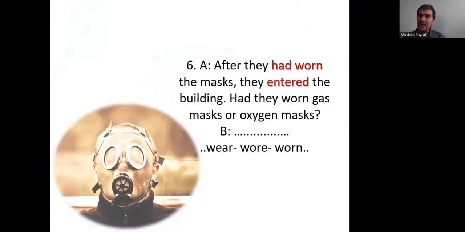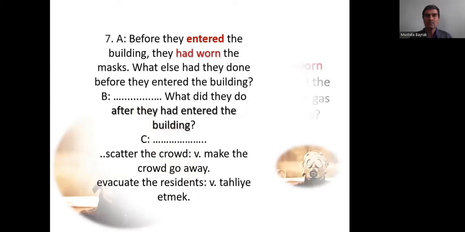Dialogue six. After they had worn the masks, they entered the building. Had they worn gas masks or oxygen masks? Before they entered the room, they had worn oxygen masks. They had worn oxygen masks before they entered the room. Worn, they had worn, okay? They had worn oxygen masks before they entered the room.